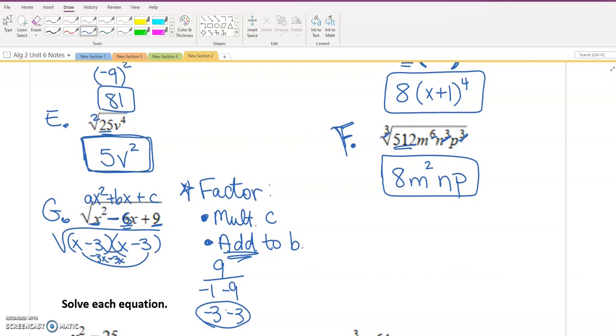And negative 3x minus 3x is a negative 6x, which checks for what we needed. Now, if we look here, we have the same parenthesis written twice, which means we can take that parenthesis of our square root of x minus 3, instead of writing it twice, we can now square it. Because having two of them means I can square it, because x minus 3 squared means I have two of them. So it's just another way of writing the same answer.